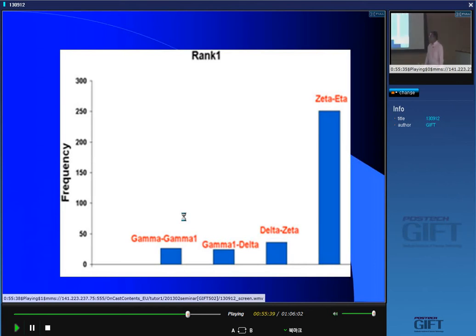This is actual results from one of our papers. We have generated many solutions, many stable solutions, many optimum solutions, and we found out that most of the strongest solutions are possible to get at that zeta-eta interface.